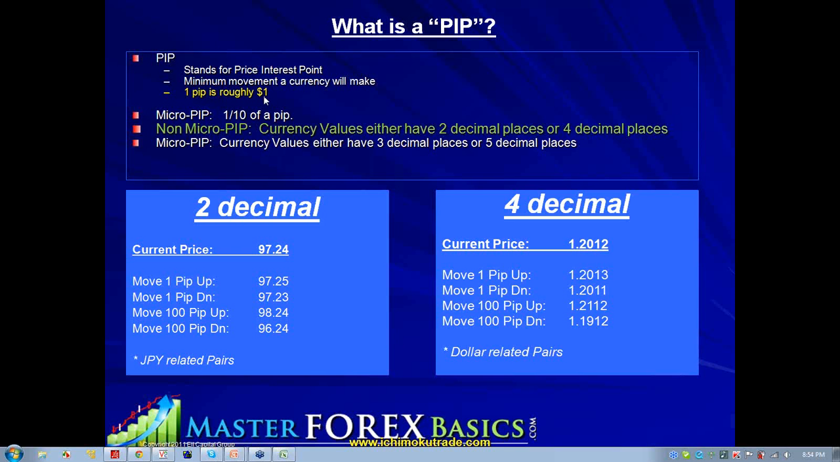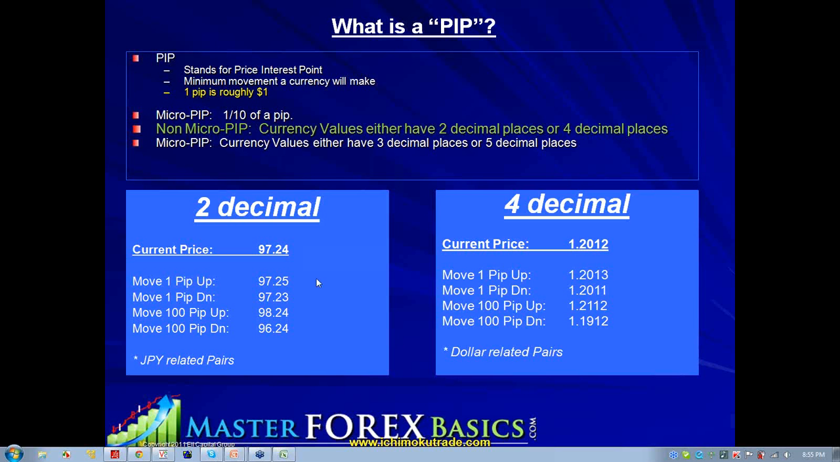Okay? Now, here's the thing. Currencies either go out 4 decimal places, like this, or they go out 2. Now, when you see that extra digit, that's the micro pip, so we're not going to deal with that at all. But if you see a platform that has 3 decimal places, get rid of the 3rd one, and that's how you look at it. If you see something with 5, get rid of the 5th one, and this is how you look at it. So you should always think in terms of 4 decimal places or 2. Is everyone okay with that?